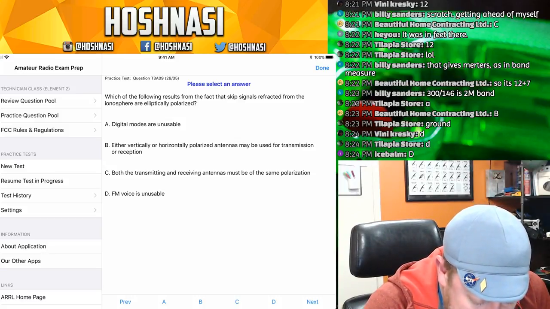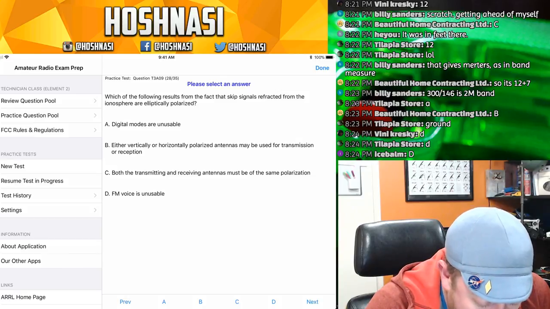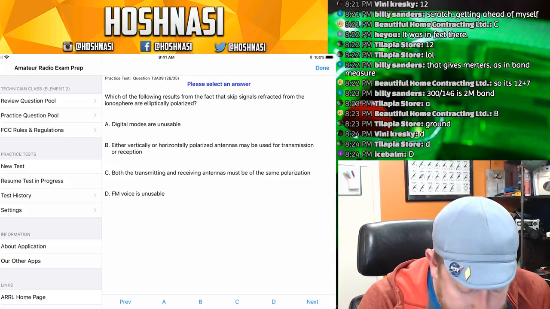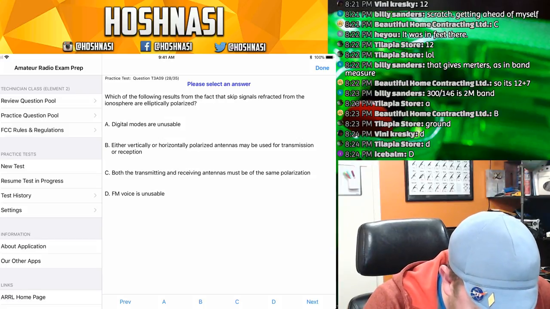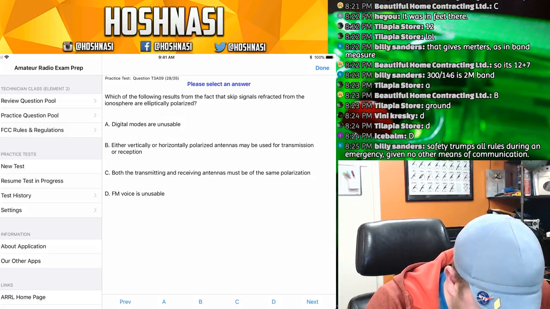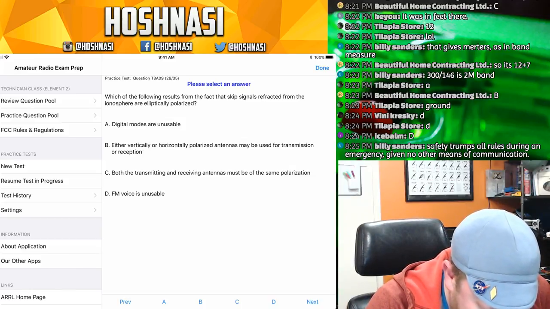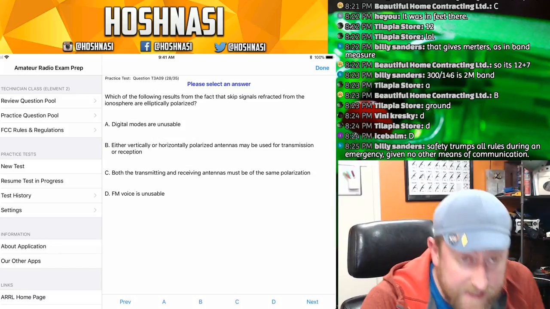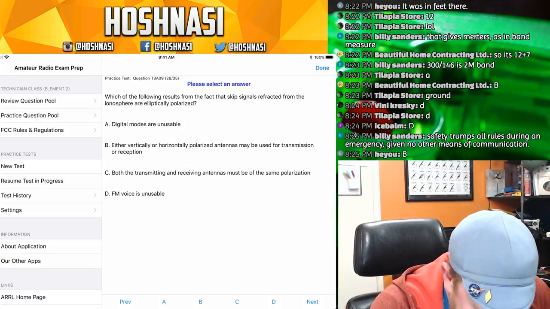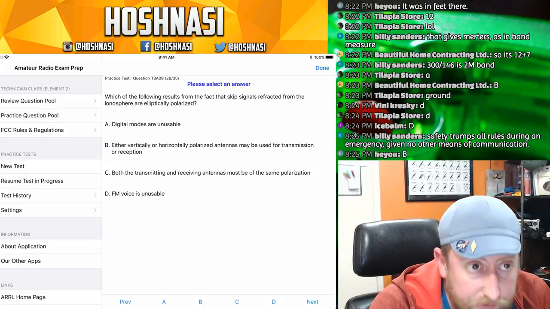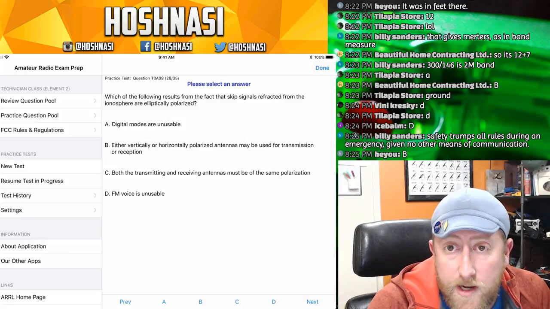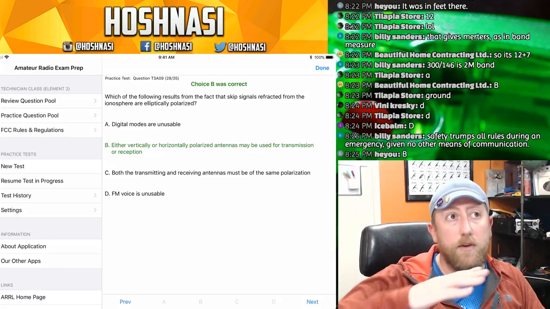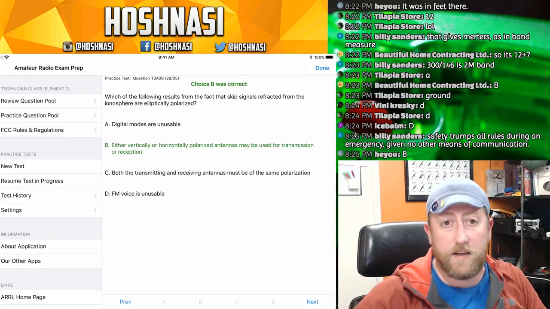Which of the following results from the fact that skip signals reflected from the ionosphere are elliptically polarized? Digital modes are unusable. Either vertically or horizontally polarized antennas may be used for the transmission or reception. Both the transmitting and the receiving antennas must be in the same polarization. FM voice is unusable. Skip signals are reflected from the ionosphere elliptically. An ellipse is like a circle. So the point they're trying to make is... I think it's B. Yeah. So elliptical implies that you can receive no matter what the plane of your antenna is.